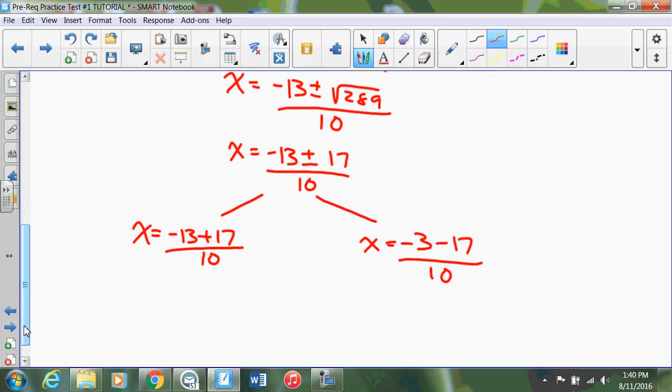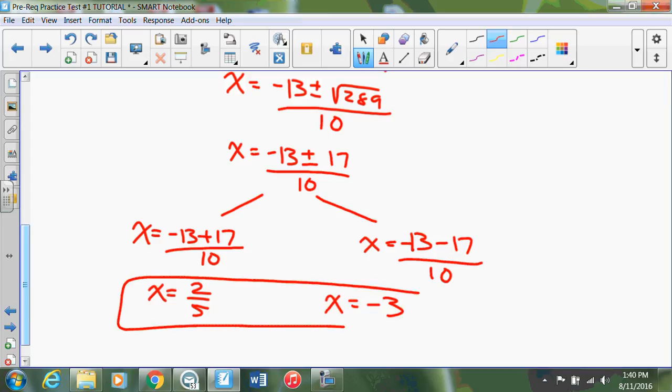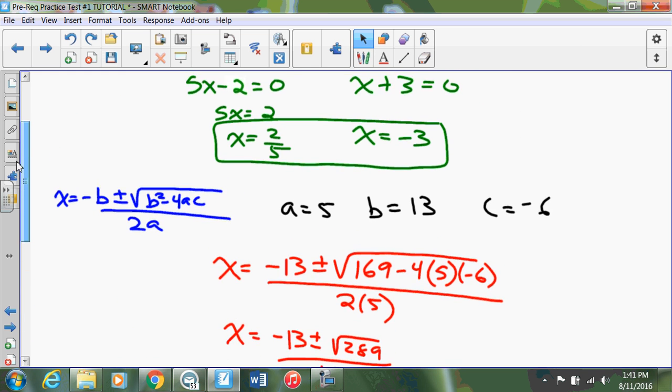Okay, so 17 minus 13 is 4. 4 over 10 can be reduced to 2 over 5. And then negative 13 minus 17, I'm sorry, it should be negative 13. Sorry that I wrote just a 3. So negative 13 minus 17 is going to give us what? Negative 30. And negative 30 divided by 10 is negative 3. Let's double check that that's what we got when we factored. There we go.